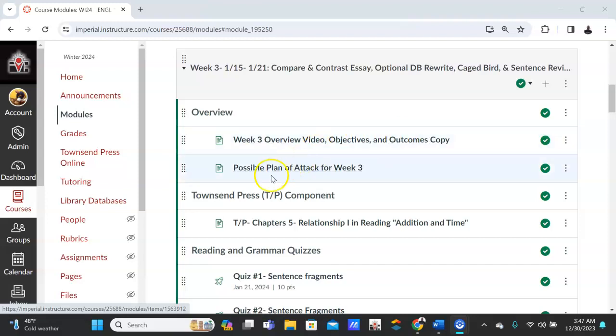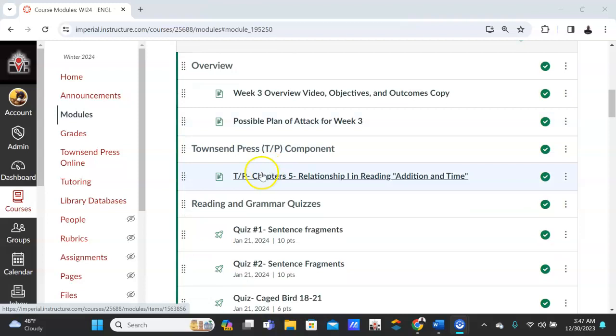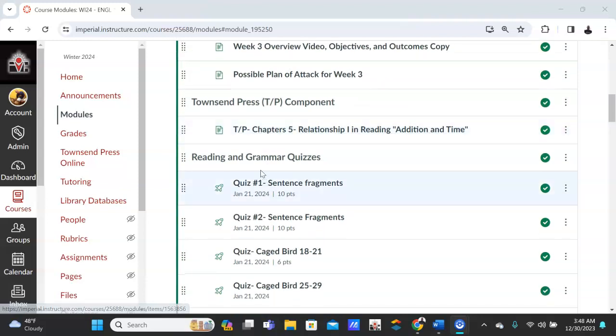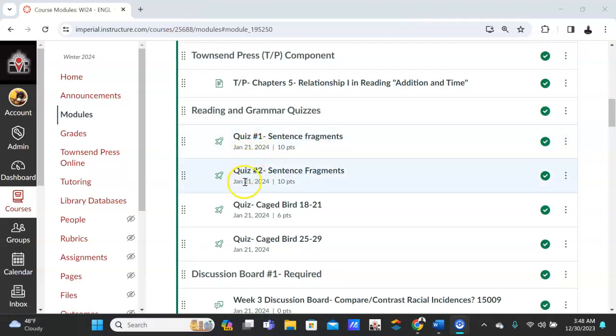You can look here. The plan of attack is here. I listed everything in order the way I would do them. I basically would do it based on the due dates of the assignments. So you only have one component this week for Townsend Press. That'll be due January 21st. Reading and grammar quizzes, they're all due the 21st.